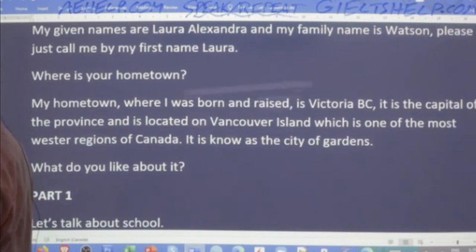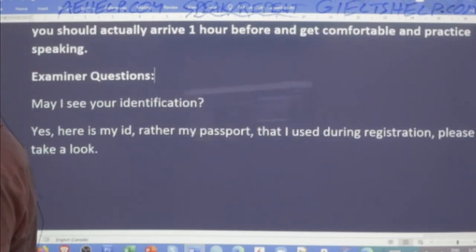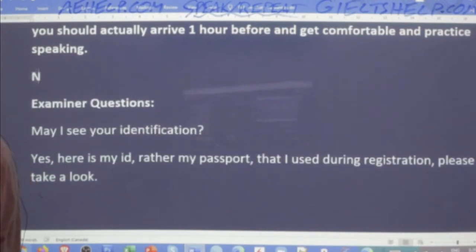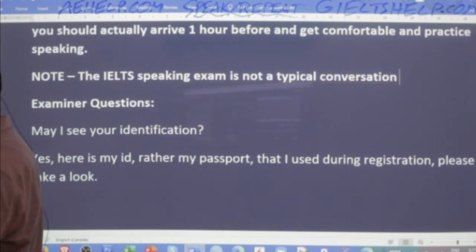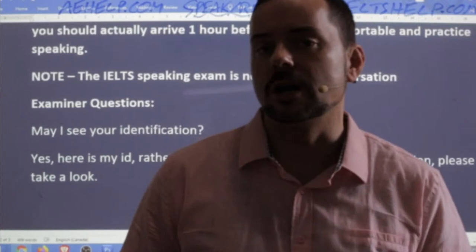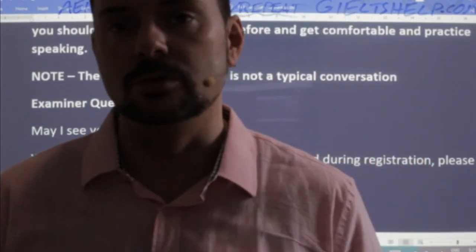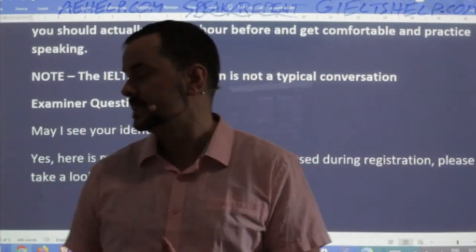All right, so a really important note to keep in mind here. I want everybody to remember this. Note, the IELTS speaking exam is not a typical conversation. Now, some of you are probably going, yeah, Adrian, I knew that. Okay, all right. So you don't just talk to the examiner as you would to your friend or a colleague that you meet for lunch. Okay, it's not the same idea.